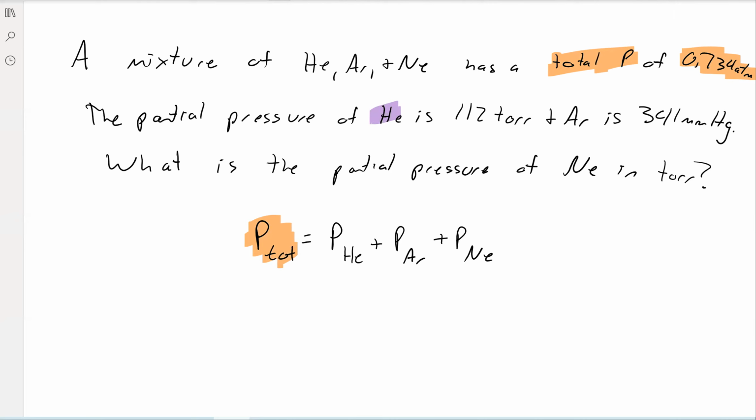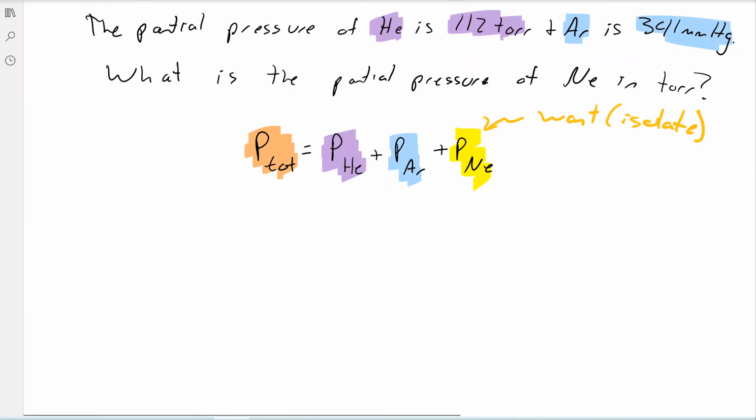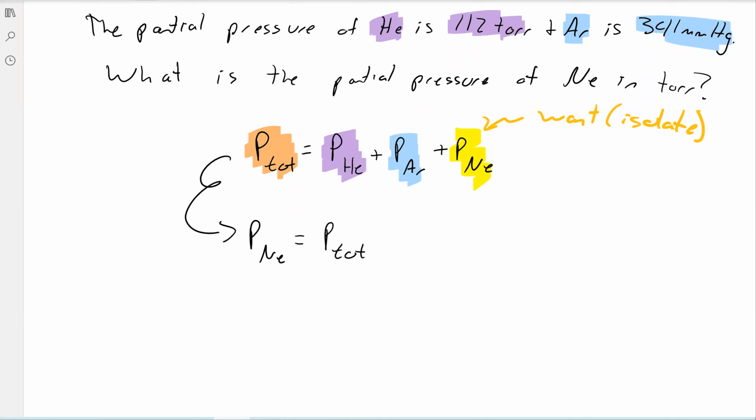We're given the partial pressure of helium as 112 torr. So that would go there. And then we're given the pressure of argon as 341 millimeters of mercury. So that would go there. And then you can see that what we want is our partial pressure of neon. So that's the part of the equation that we want. So we want to isolate that part of the equation. And so to isolate that, we would subtract the partial pressure of helium and argon from both sides. And then your new equation would be the partial pressure of neon is equal to the total pressure minus the pressure of helium minus the pressure of argon.